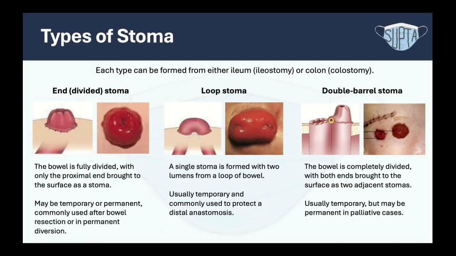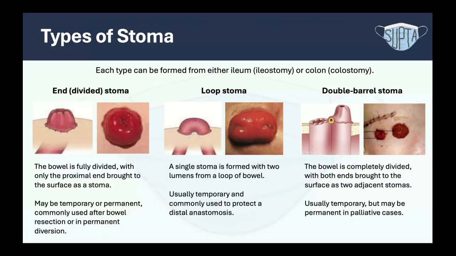And so you also want to protect a distal anastomosis. A loop stoma is very common, and it likely indicates that they've had an anterior resection. But this is usually reversed later on once everything has healed properly.